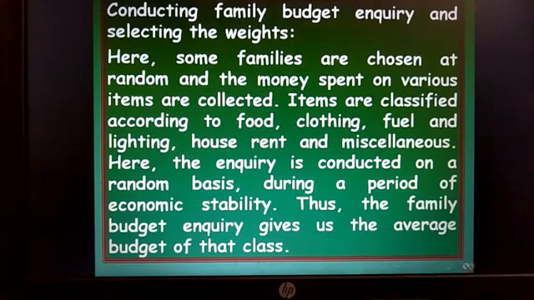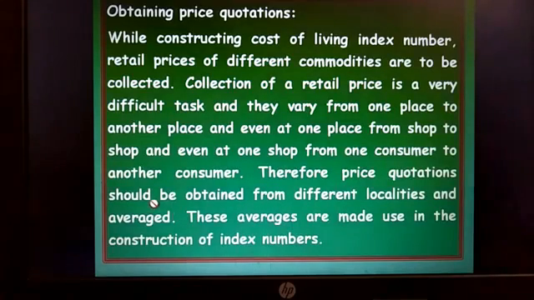Thus, the family budget inquiry gives us the average budget of whichever class of people we have used for our study. When we conduct the inquiry, we will get an average budget of that particular class of people. So the first step, defining the purpose and the scope, is over. After that, conducting the family budget inquiry is over, and the selection of weights also has to be finalized. And after that, the third step, obtaining price quotations.